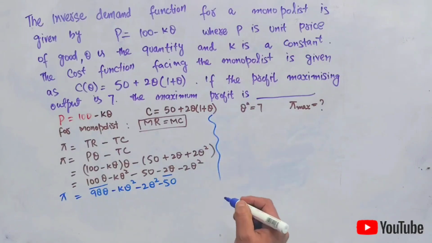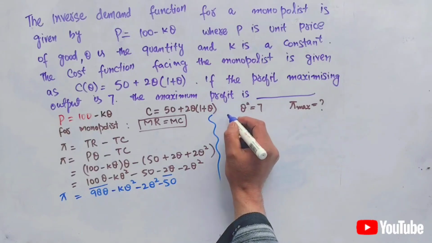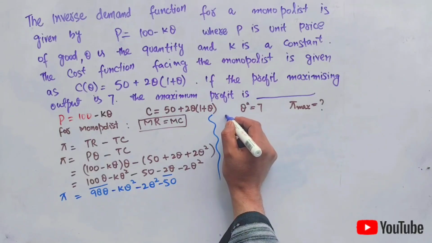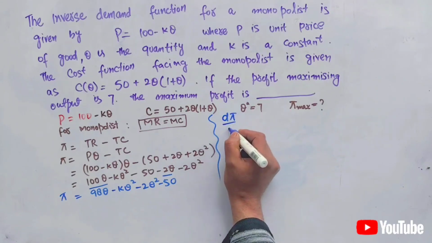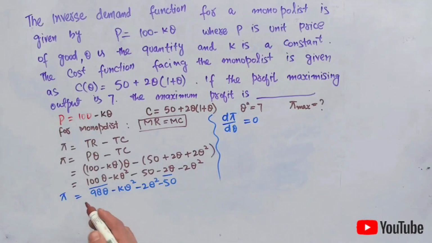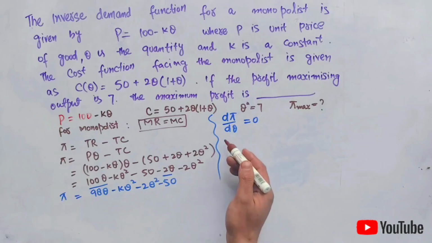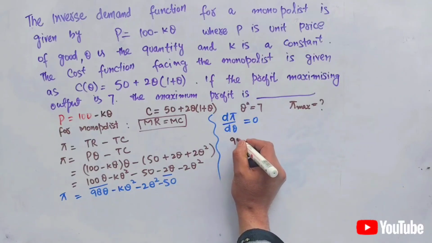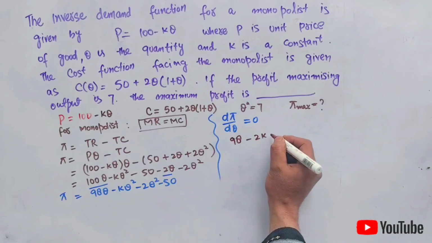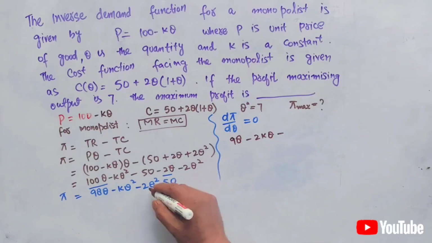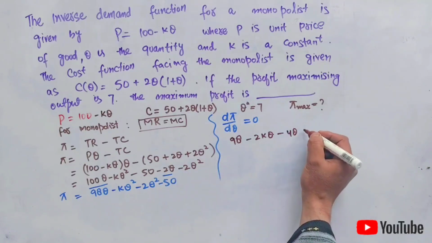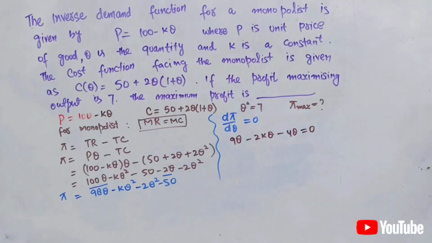For profit maximization, our marginal profit should be equal to 0. That is, the derivative of the profit function with respect to output should be 0. We differentiate this function with respect to Q. The derivative of Q is 1, so we are left with 98, minus 2KQ, minus 4Q, since 2 times 2 is 4, and the derivative of a constant is 0. We equate it to 0.